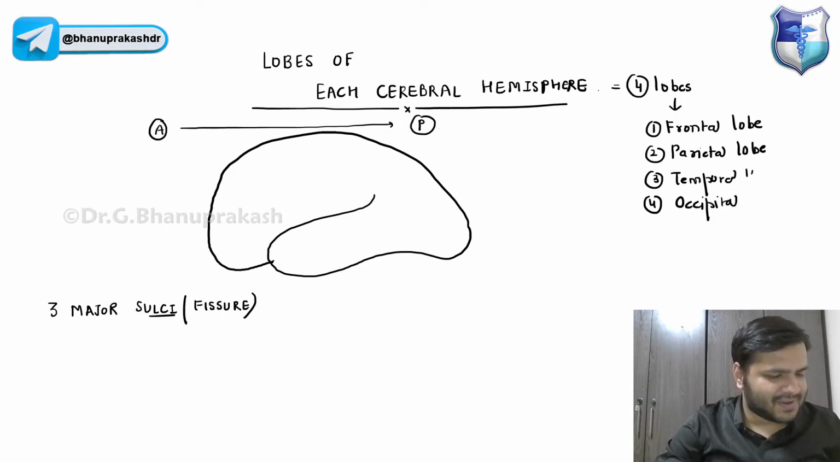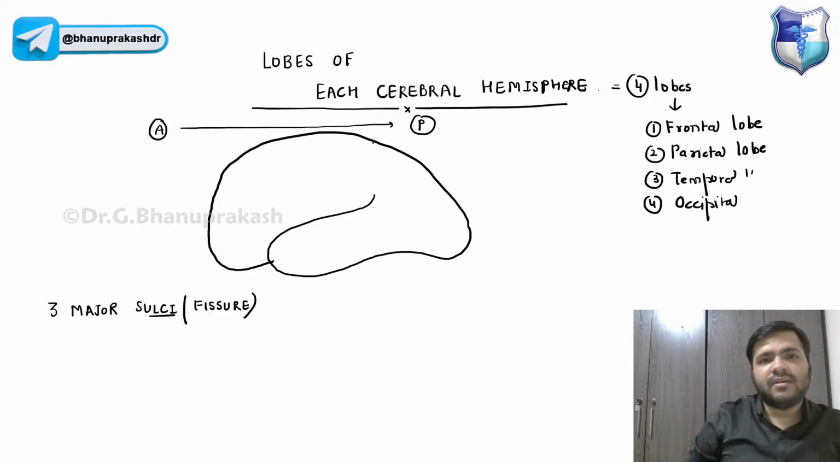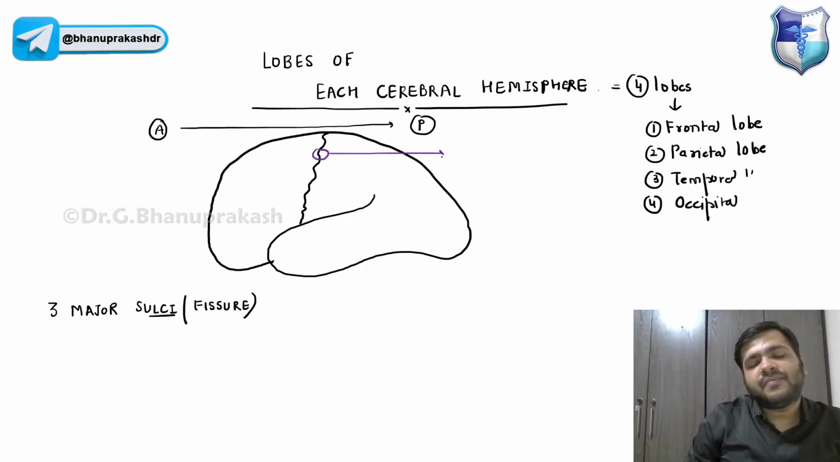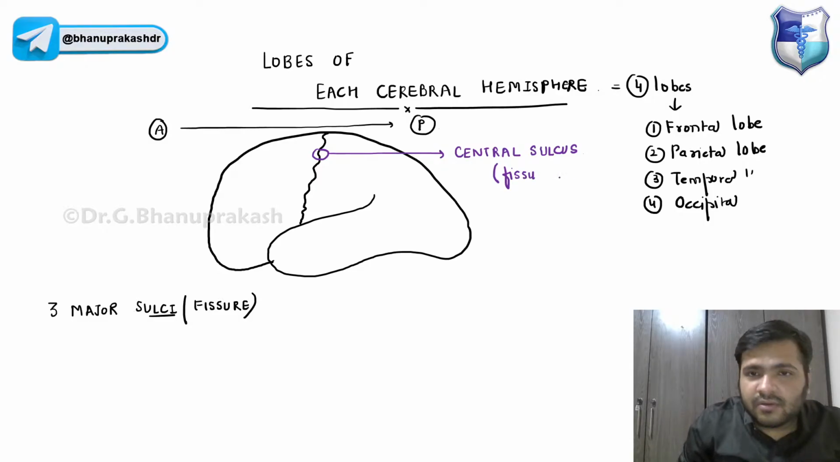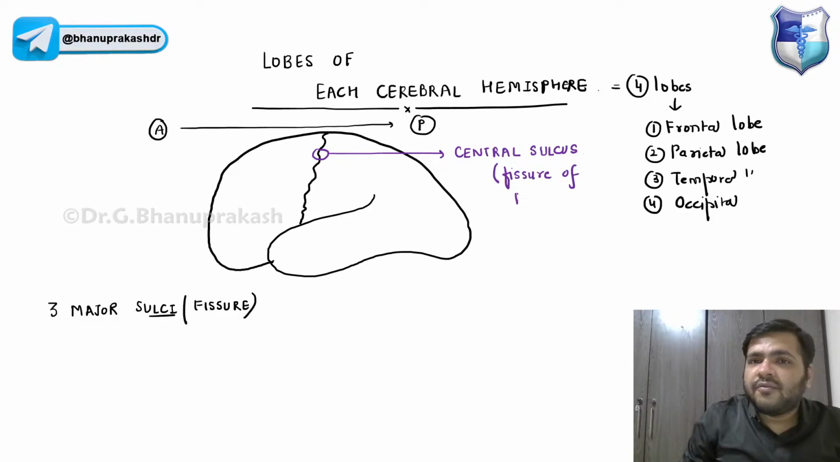Please just focus over here now, guys. You already know the three main sulci. The very first one that you have to remember is the sulcus I'm drawing over here, and that is called the central sulcus. This central sulcus is also called the fissure of Rolando.